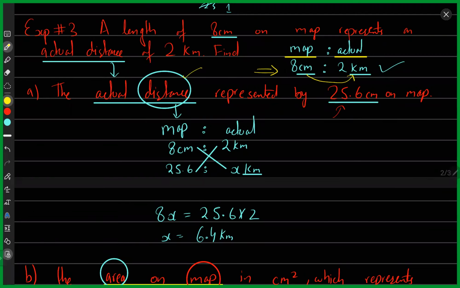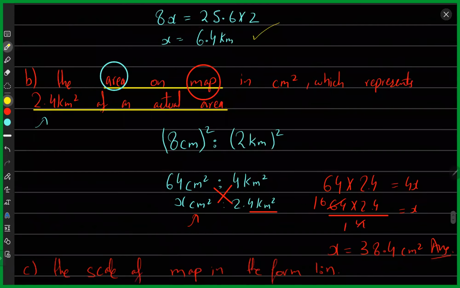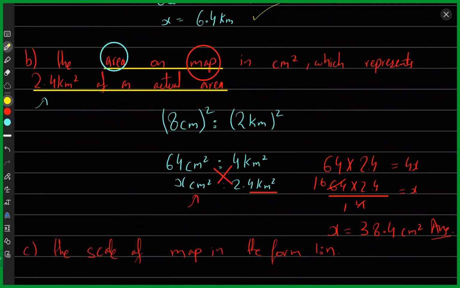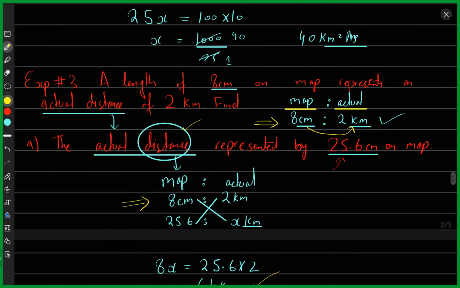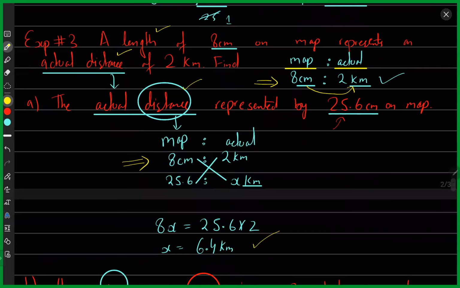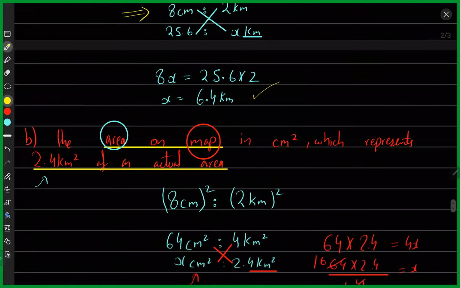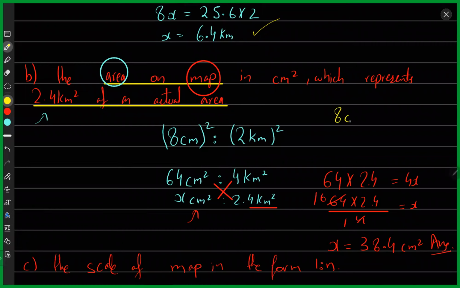Here the question was about finding the actual distance, so we were directly able to use the standard ratio and do cross multiplication, and we got our answer. But for the second part, it was the area on map in centimeter squared, which represents 2.4 kilometers squared of an actual area. Now for this, you need to make the standard ratio first. The standard ratio that we already had was basically for distance, for length. The distance ratio was 8 centimeters to 2 kilometers. This was our standard ratio for finding out distances.